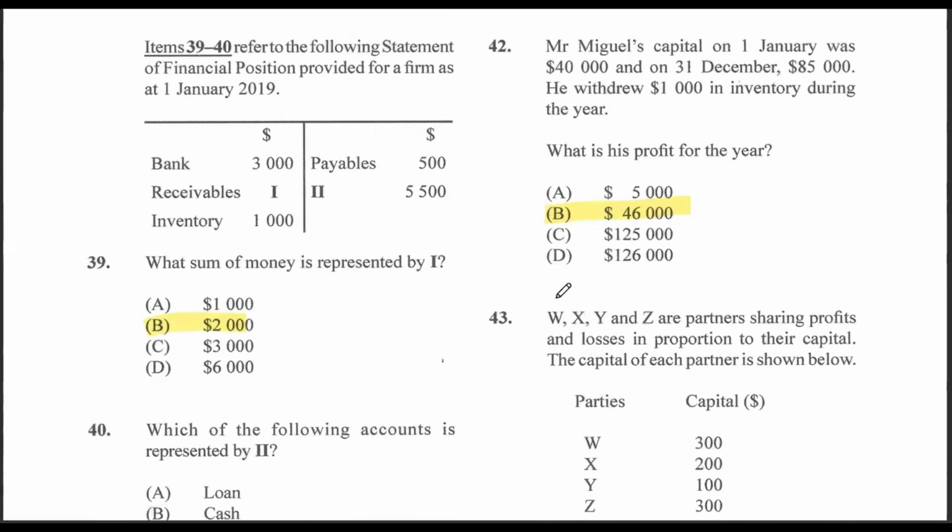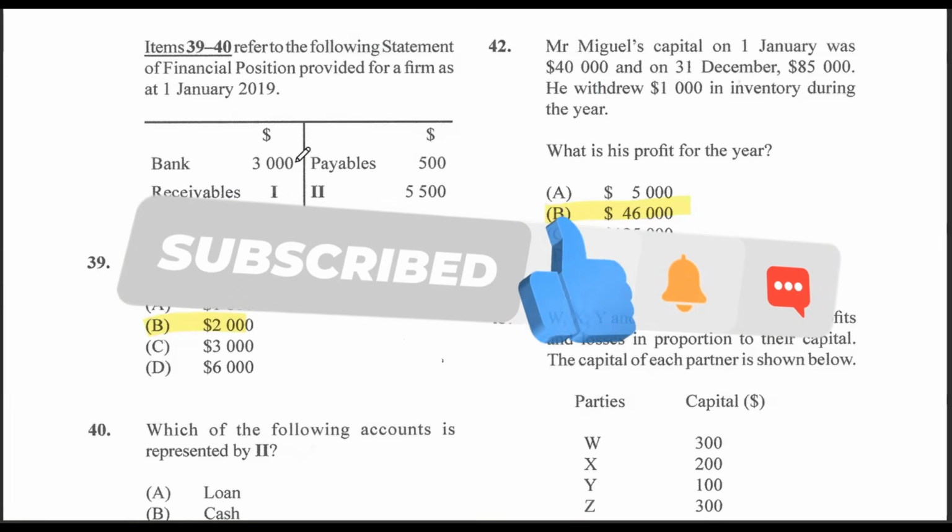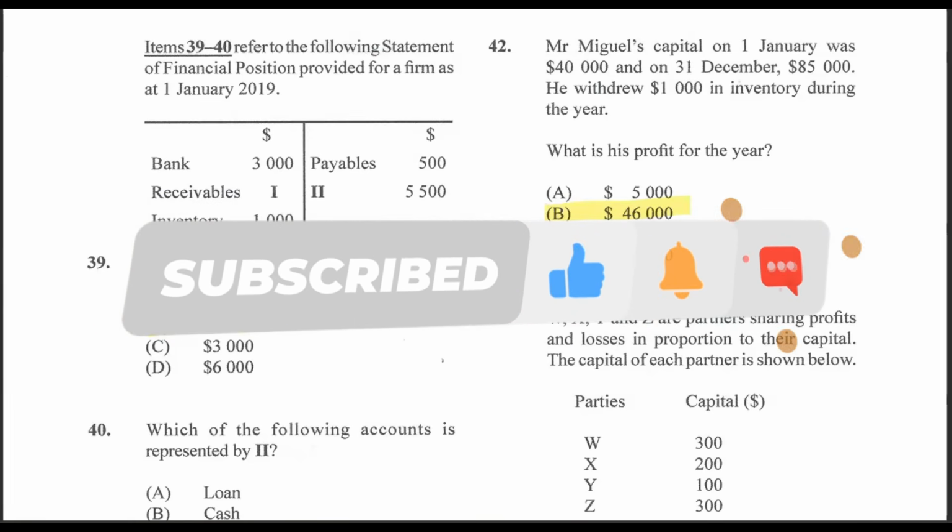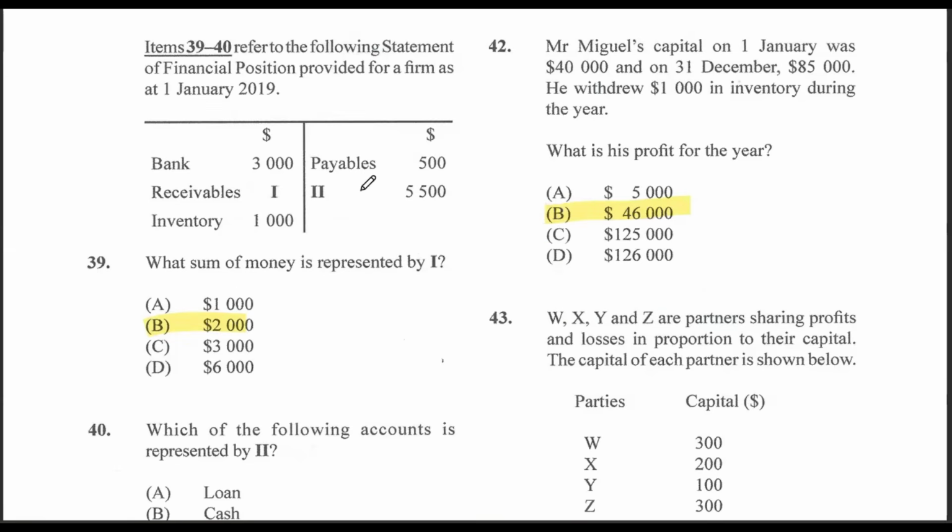Question 39. What sum of money is represented by 1? Now, guys, we are seeing a little T account here, which is, in fact, like a balance sheet. This is supposed to balance. Debit side must be equal to credit side. Credit side totals $6,000. Debit side is missing a value. Currently, debit side is $4,000. So what we need to take it up to $6,000 should be $2,000. B is your answer.